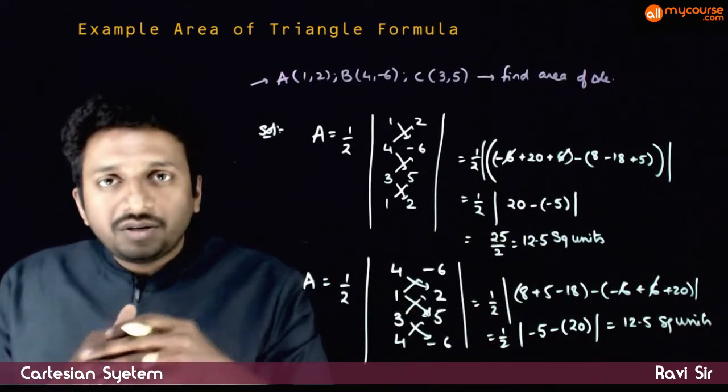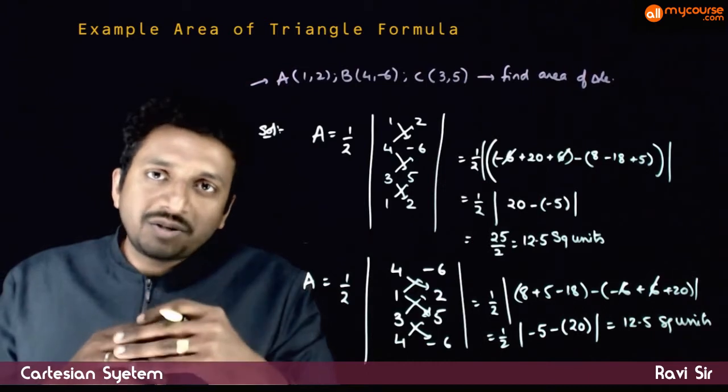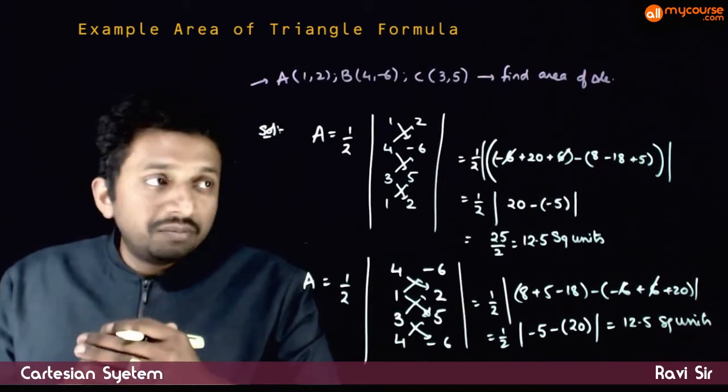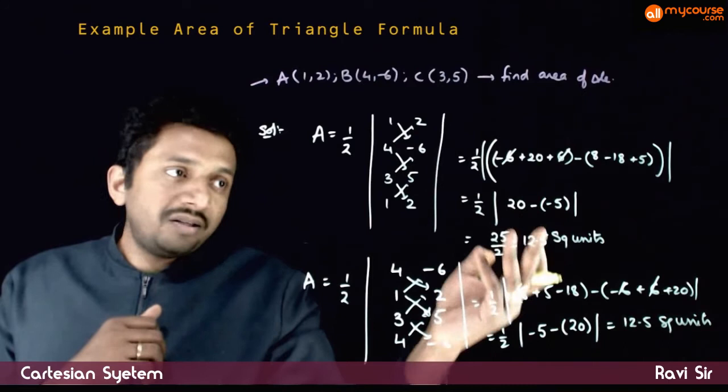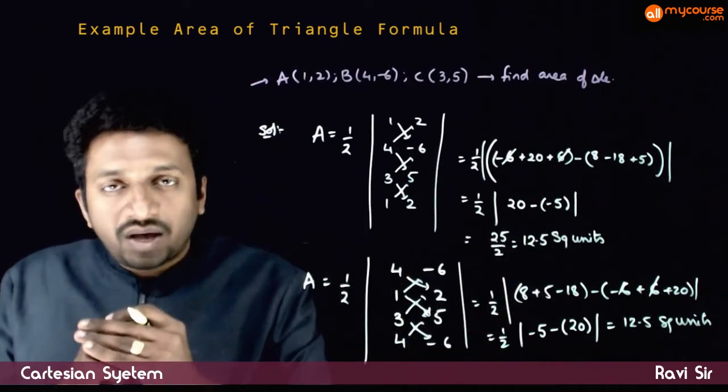So whatever order you take, you get the exact same number. For some orders, you might get a positive number. For some orders, you might get a negative number. But once you take mod, you always get the right value for area.